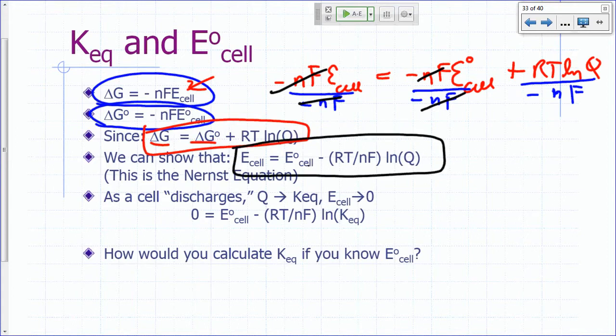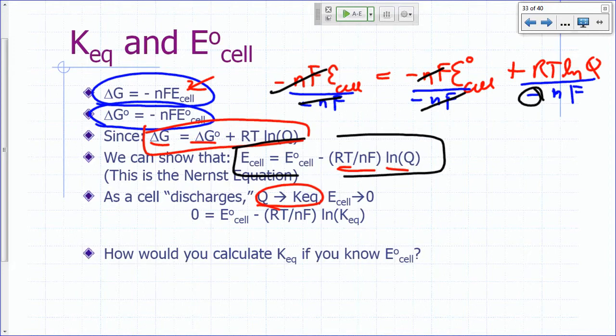The cell potential is equal to the standard cell potential minus RT over NF times natural log of Q. This is called the Nernst equation. This tells you how the cell potential depends on your reaction quotient. What happens to your reaction quotient as the reaction progresses? Eventually, it's going to approach your KEQ, right? All reactions eventually approach KEQ, the reaction quotient.